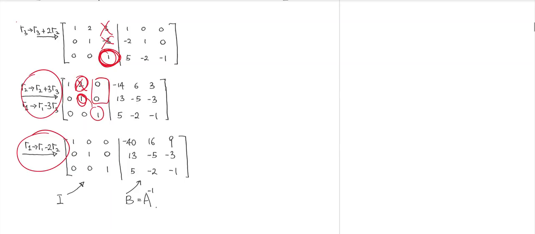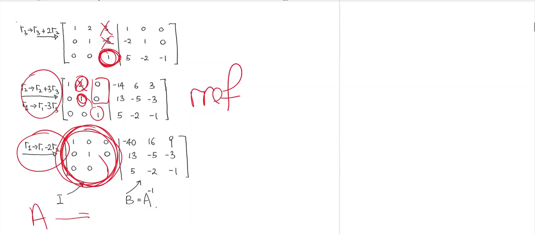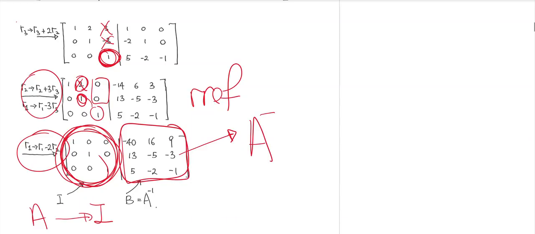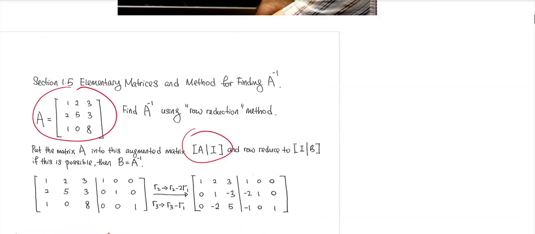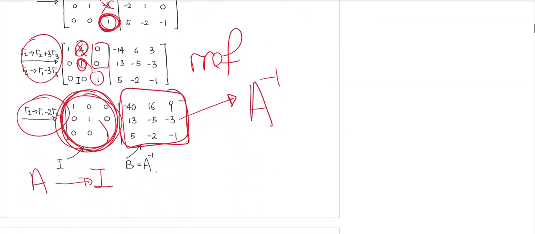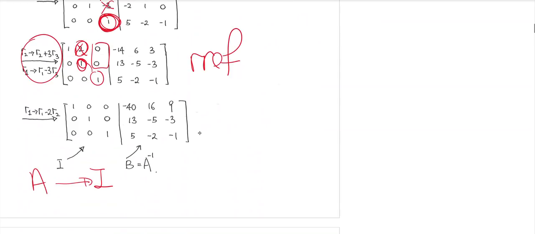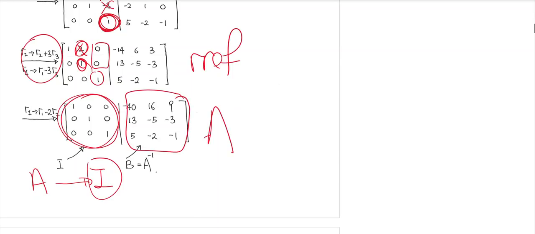Now, this method says that in the process of getting your RREF matrix, if you manage to turn this part here, instead of A, all the way to I, then whatever you have right here will be your A inverse. As simple as that. Okay? Let me say that again. You put the whole thing into the augmented matrix and start to do row reductions. If you manage to reduce the A part into an identity matrix, then whatever you have here will be your A inverse.